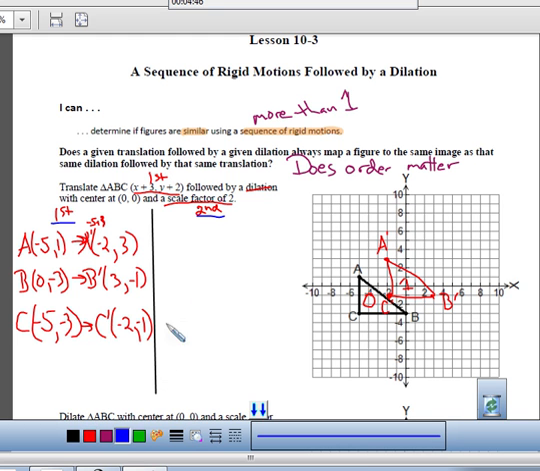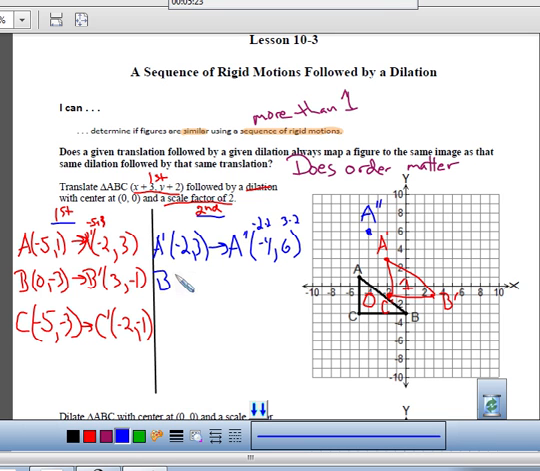Alright, now we're going to use blue. If you have different colored pencils, this would be a great time to use them. A prime is -2, 3. We are going to dilate with a scale factor of 2, so we're going to double this. So A double prime, negative 2 times 2 is negative 4. 3 times 2 is 6. So negative 4, 6, and that's our A double prime.